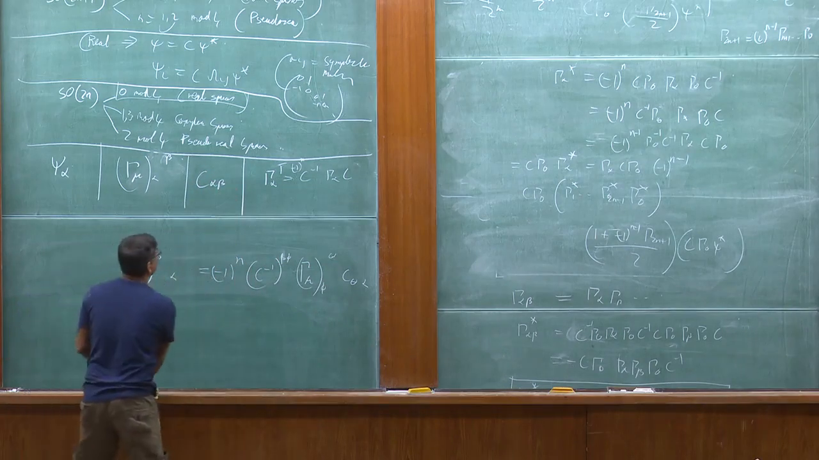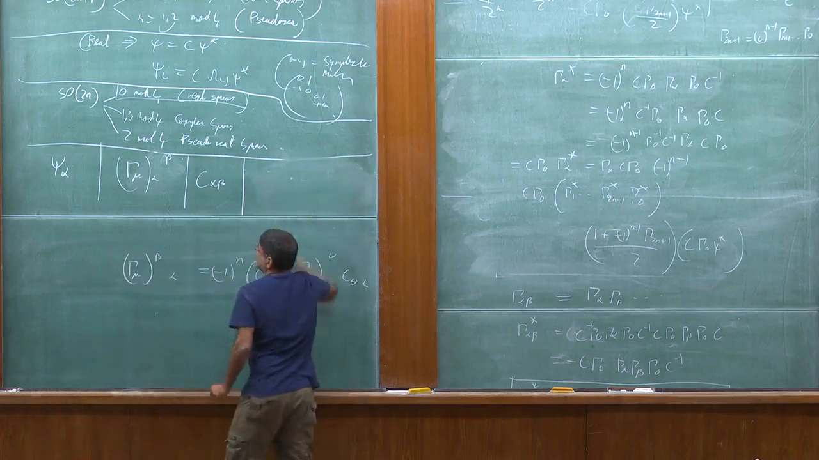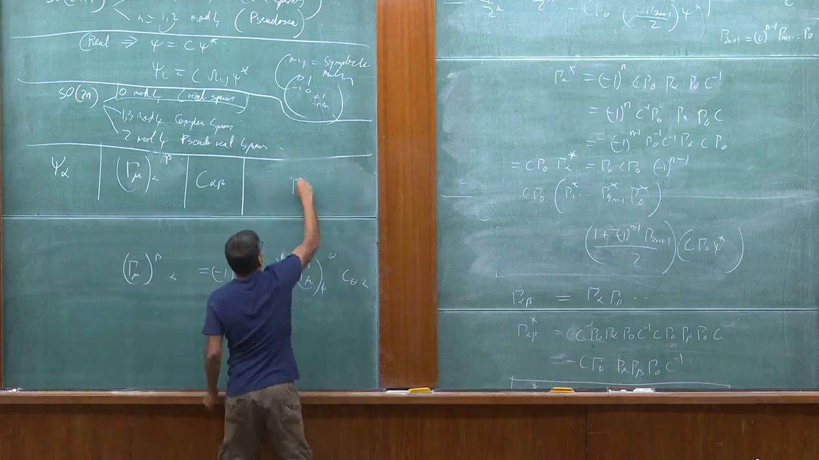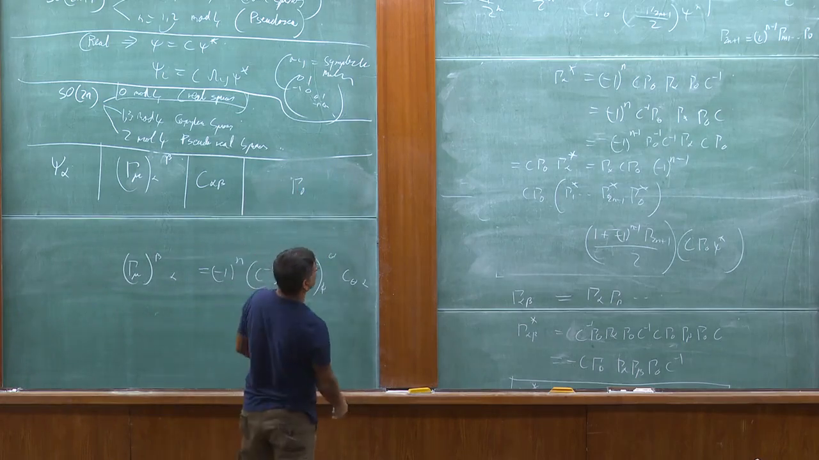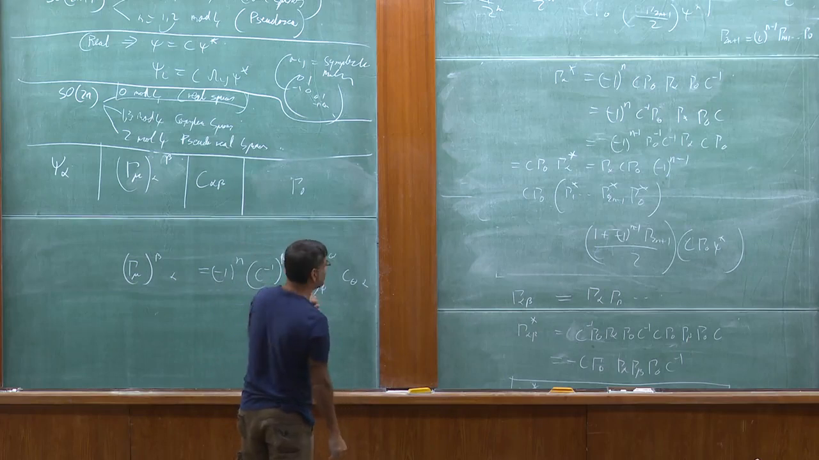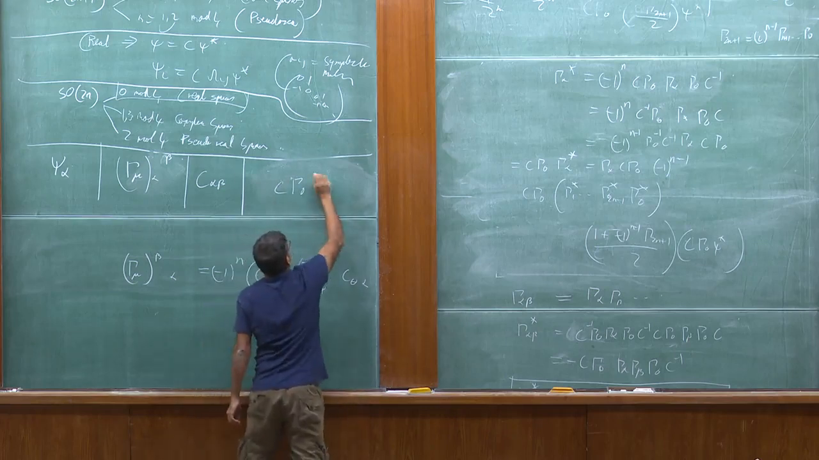And the last thing to remember is gamma 0. Somebody will have to remind me, the thing that we used for reality, was it gamma 0 C or C gamma 0? I think C gamma 0, right? Psi star.